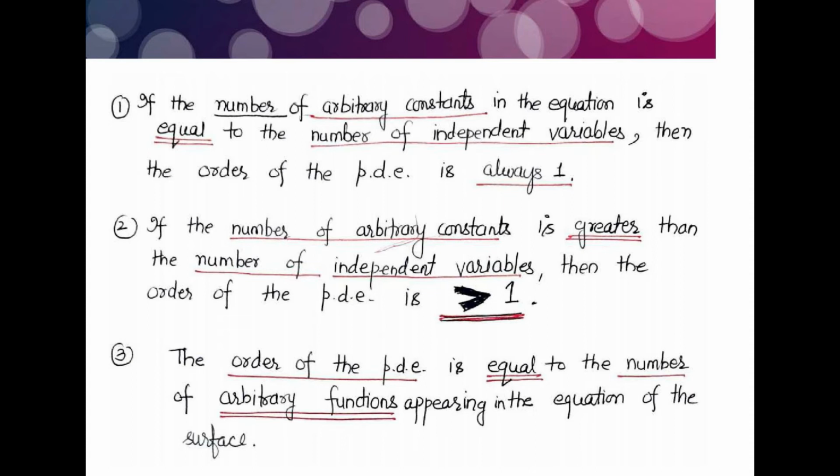Now, if we are formulating a partial differential equation by the second method, that is elimination of arbitrary function, then the order of the partial differential equation is equal to the number of arbitrary functions appearing in the equation of the surface. So these are three important points about the order of the partial differential equation for a given equation of the surface.